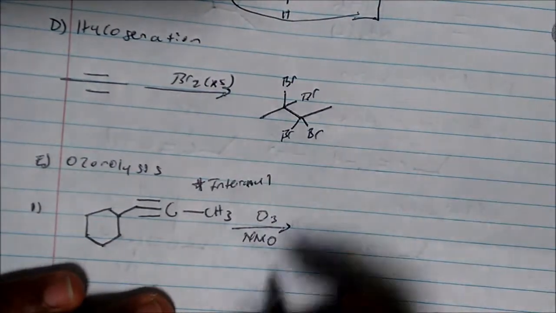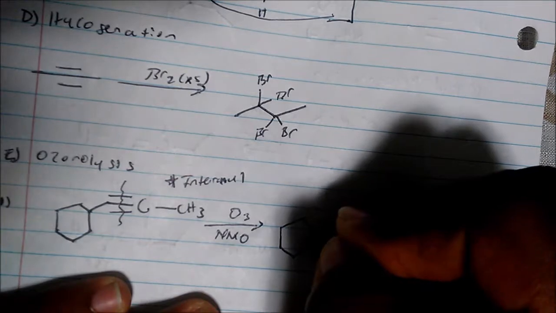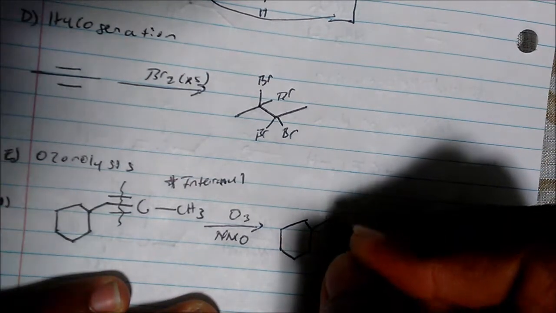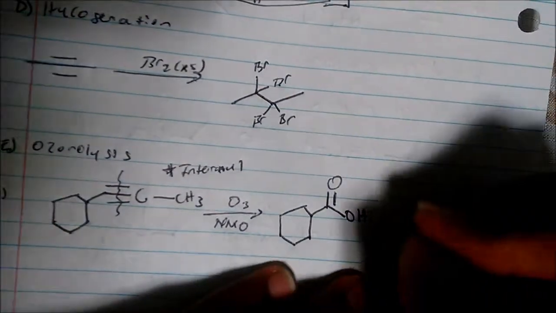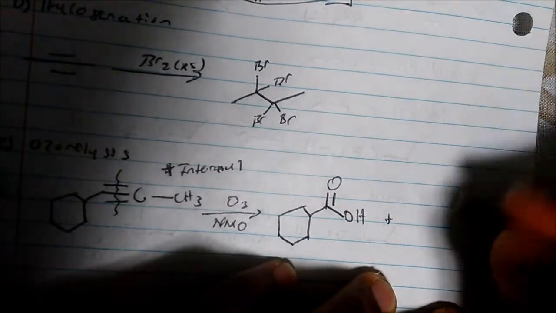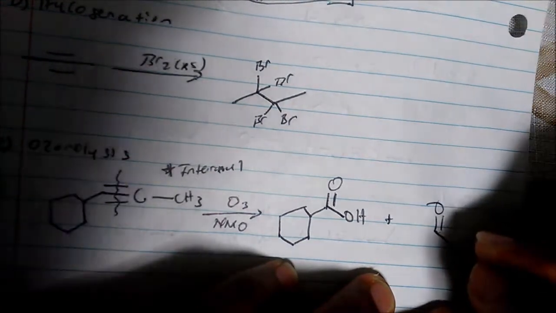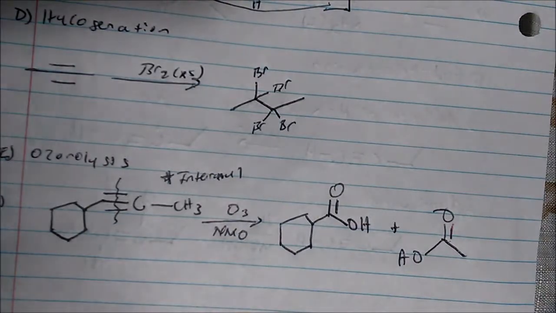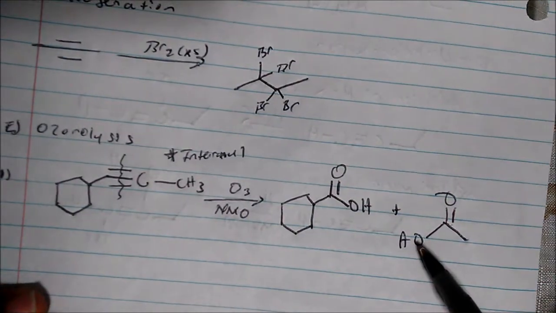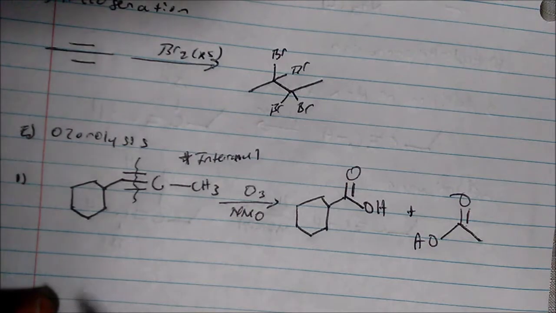If you add O3, ozone, in the presence of NMO, you cleave this carbon-carbon triple bond, and here's what you get. You get 1 carboxylic acid, and here's the other one. Let me draw it well. There's my CH3, and there's my other carboxylic acid. So again, if the alkyne is internal, you get 2 carboxylic acids.